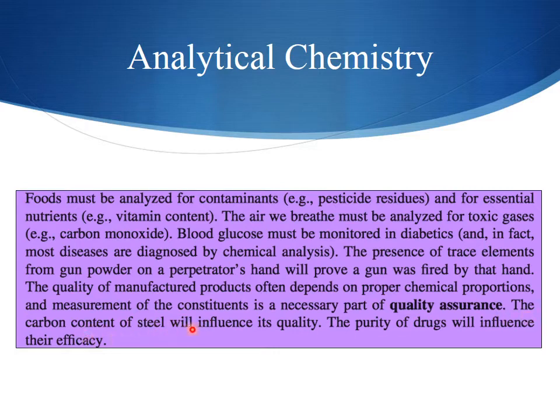The carbon content of steel will influence its quality. As I have mentioned in the previous slide, analytical chemistry is important in metallurgical processes. By means of analytical processes, we can not only determine the carbon content present in steel, but also maintain it. In this way, we can produce different samples of steel containing the same composition of carbon. So this is all because of analytical chemistry methods.